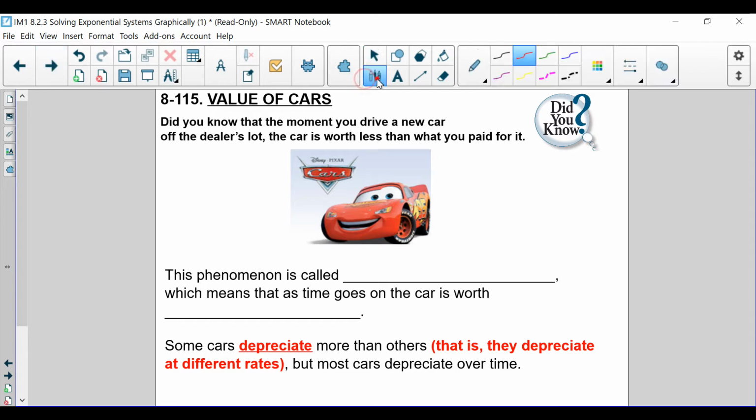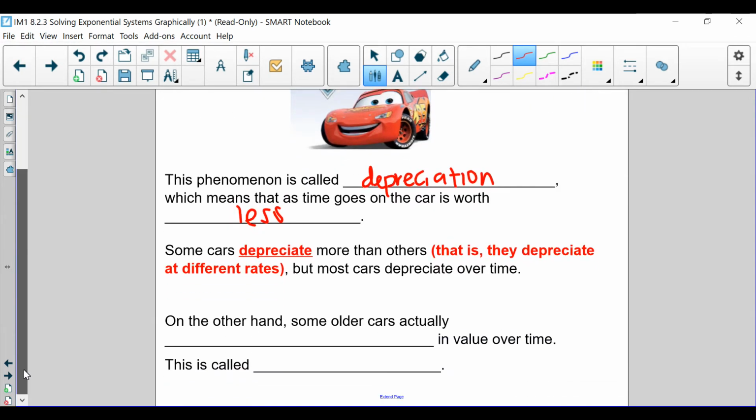That phenomenon sounds kind of funny. That phenomenon is known as depreciation. So, in red, go ahead and write that down. Next thing is, what happens to that car? It's depreciating, so the car's worth less than what you purchased it for. Is it worthless? No, it's worth less than what you purchased it for. Most cars depreciate over time, meaning their value is less than what you purchased it for.